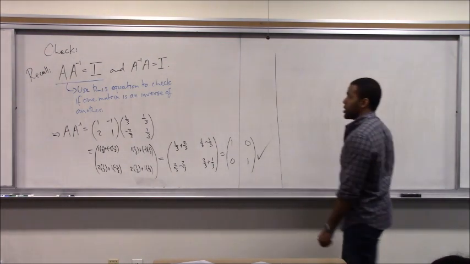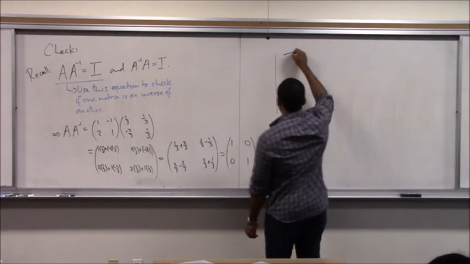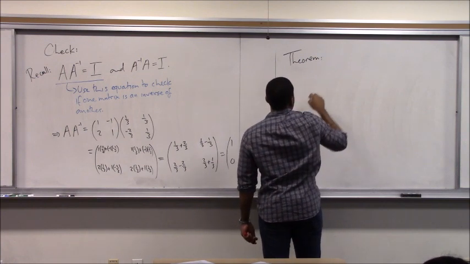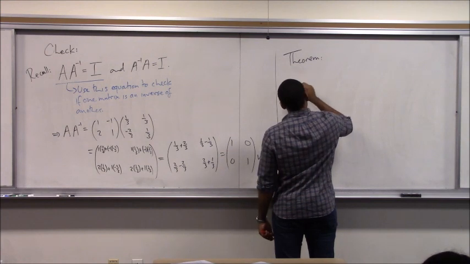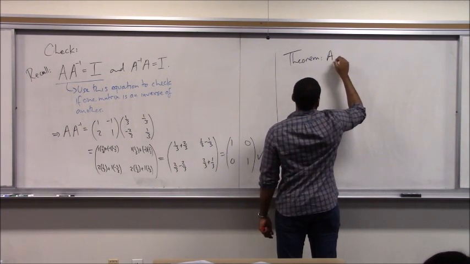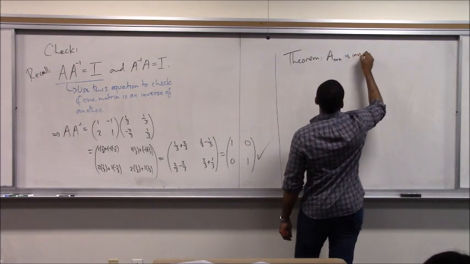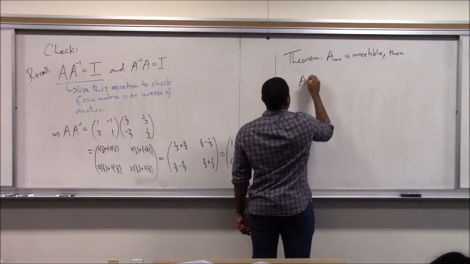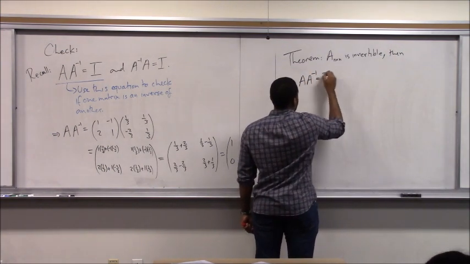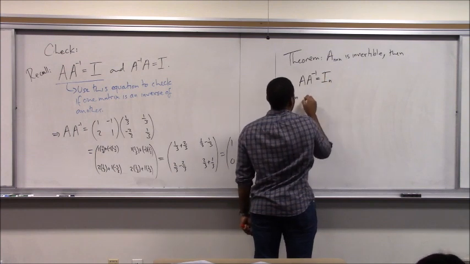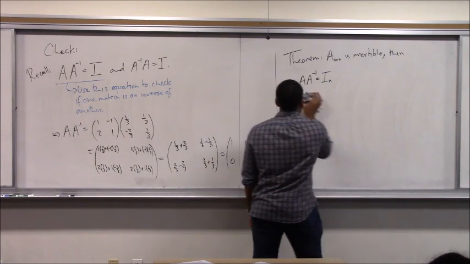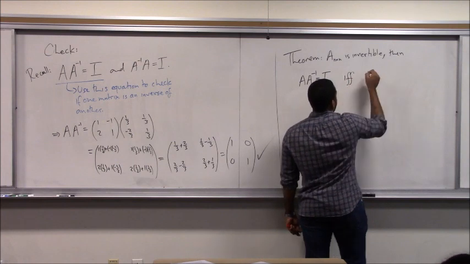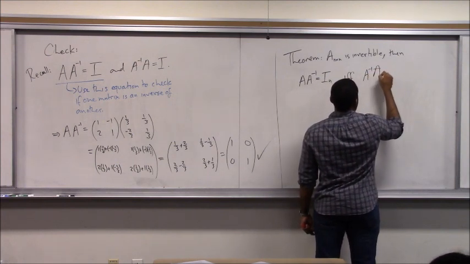Now, I'm going to save you some work here. There is a theorem that says basically, if A, an n by n matrix, is invertible, then if you take A times its inverse and get the identity, then, I'll use that phrase, if and only if A inverse times A is the identity.